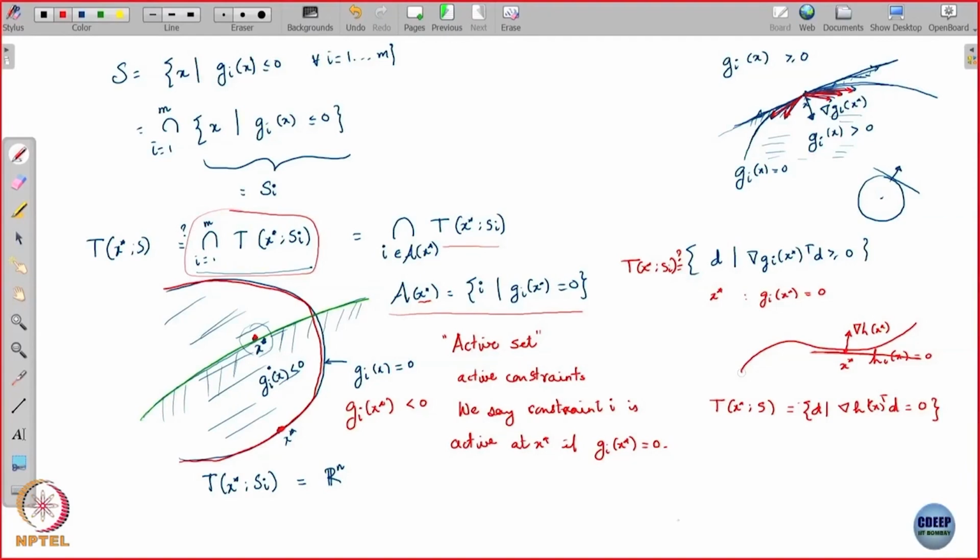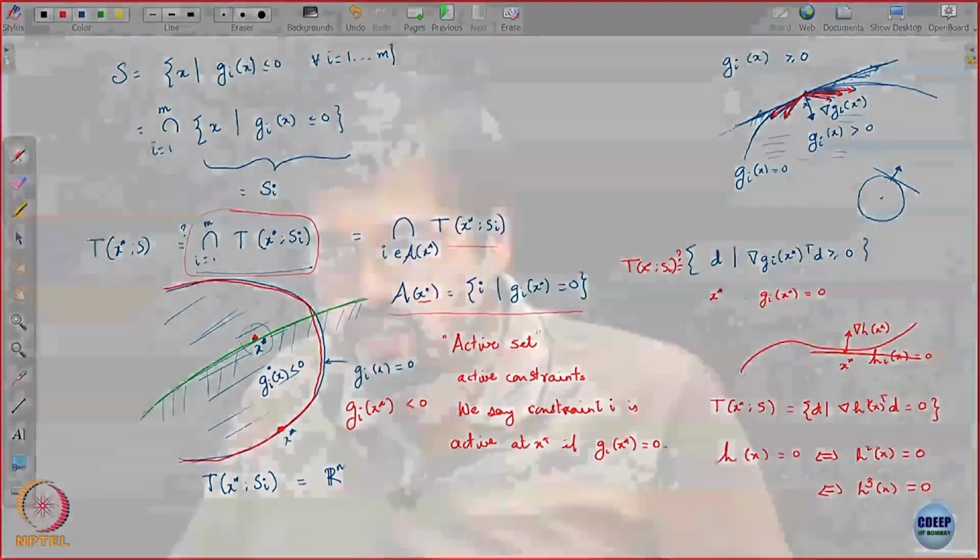The trouble is, this is where it begins to break down, because h of x equal to 0 is equivalent to h square of x equal to 0, which is equivalent further to h cube of x equal to 0, and so on. I can keep taking powers of h and I will continue to get the same set. And what is the reason for this? The reason is that h of x equal to 0 is the same as any power of h of x equal to 0.